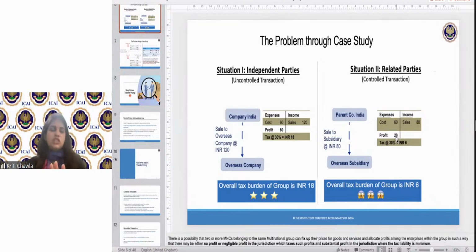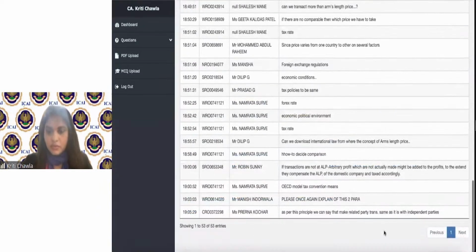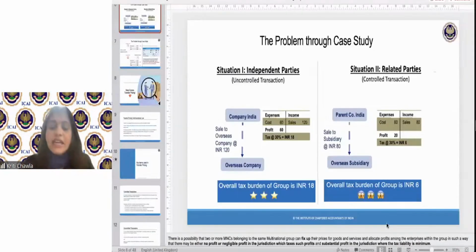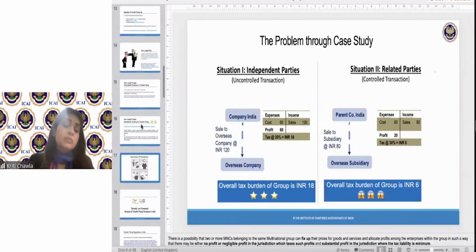So Article 9 just makes sure that whatever independent parties are doing, we will also do the same in related parties. That is how it should be. And that is the crux of Article 9. Exactly. That is basically the crux of this particular principle.